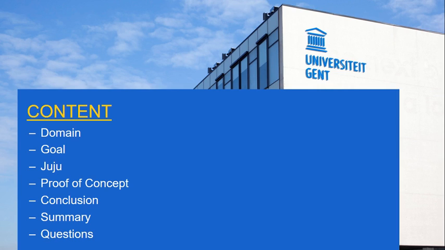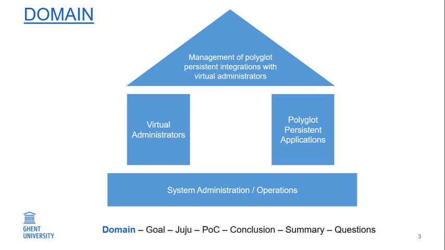So the content of this presentation is listed here. First we're going to start with the domain, and the goal will come forth from that. We used Juju and we created a proof of concept in the form of a use case. And I will form a conclusion and end up with a summary of all the previous things we discussed. If there are questions, they can be asked at the end.